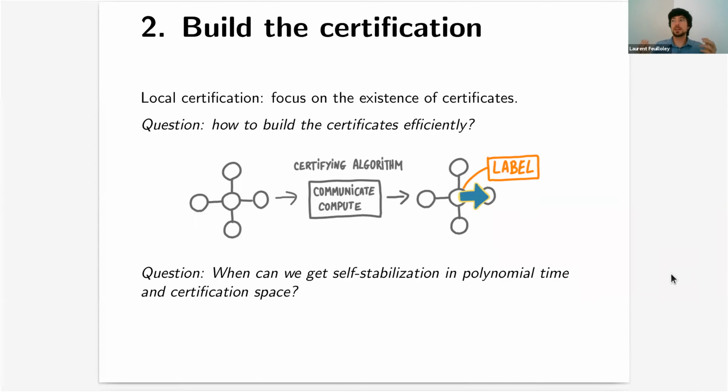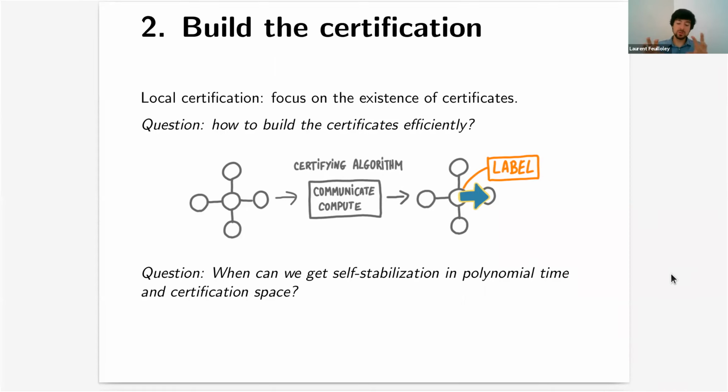And that's one of the directions of research in local certification, which is, okay, now that we know things about local certification, how do you adapt this into real algorithms, like real self-stabilizing algorithms? And here I want to highlight one question, which is the following. We know that the space you need to certify a property is a lower bound on the space you need to stabilize on this property. You need at least the certification space.